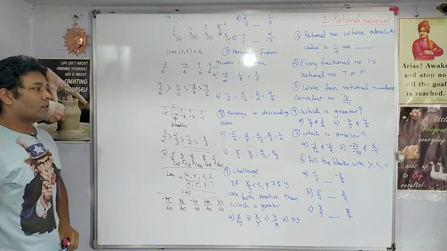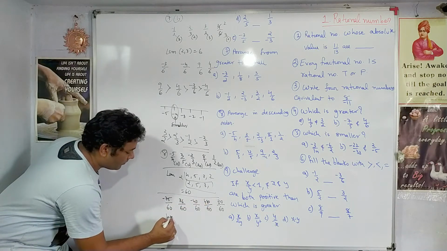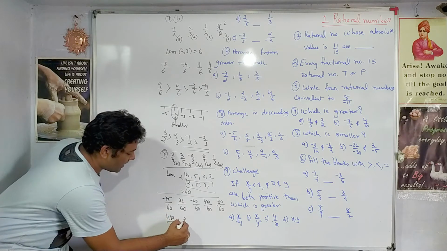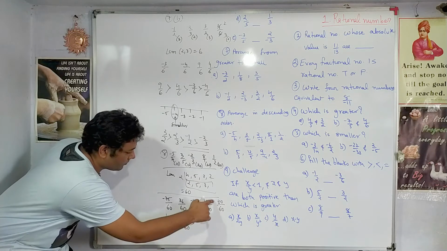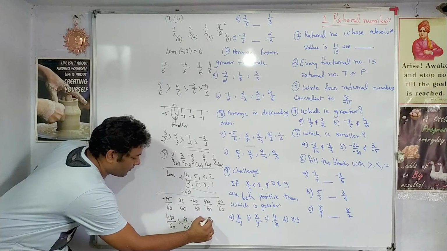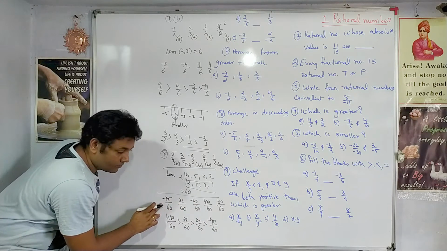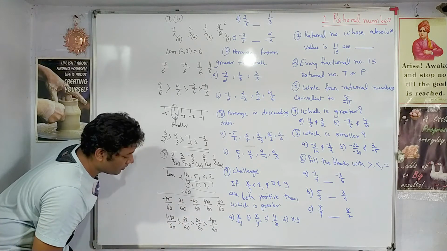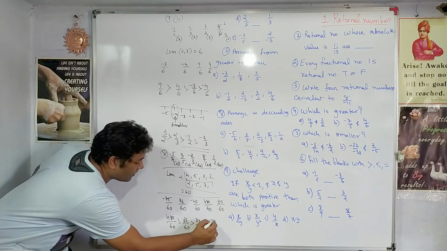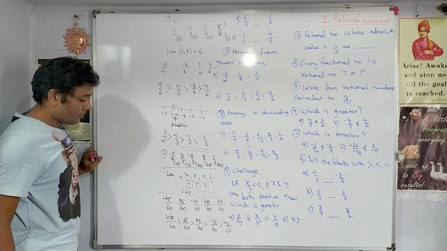Descending order means from big to small. So which is the largest number? This one, 480 by 60. Then the second number, 36 by 60. Then 30 by 60. Then minus 40 by 60. If you compare these two, minus 75 will be on the left hand side. So minus 75 and then minus 40 upon 60. Correct or wrong?